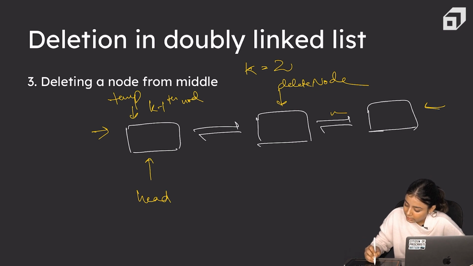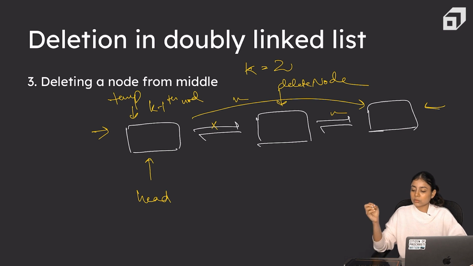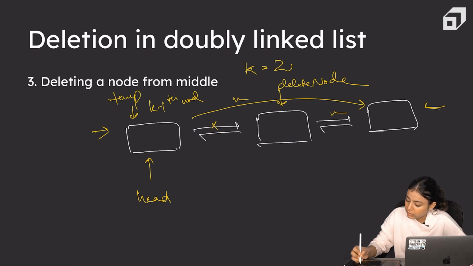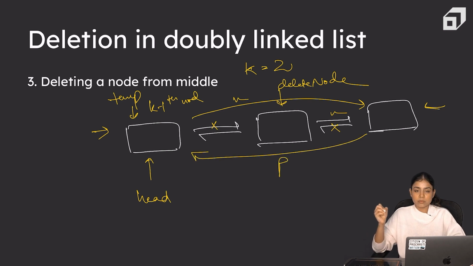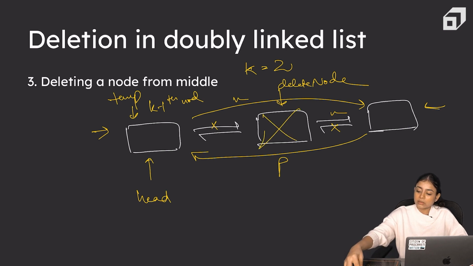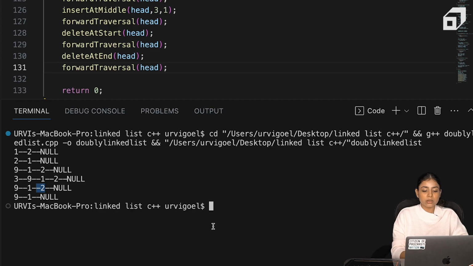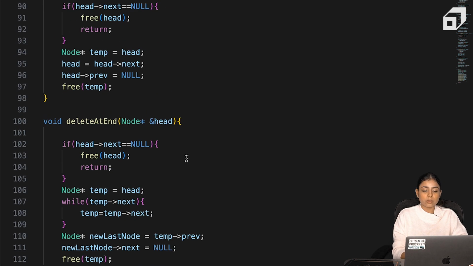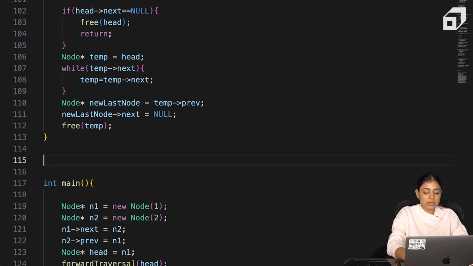We can say temp's next should point to the delete node's next, and delete node's next previous should point to my temp node. Okay, and once I have added these two links, then I can get rid of my delete node. The time complexity here would be O(k), depending on what is the k value given to us.